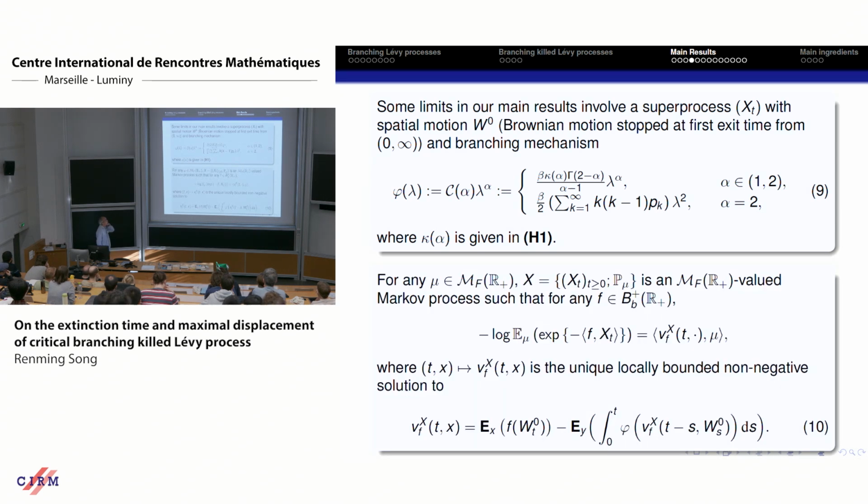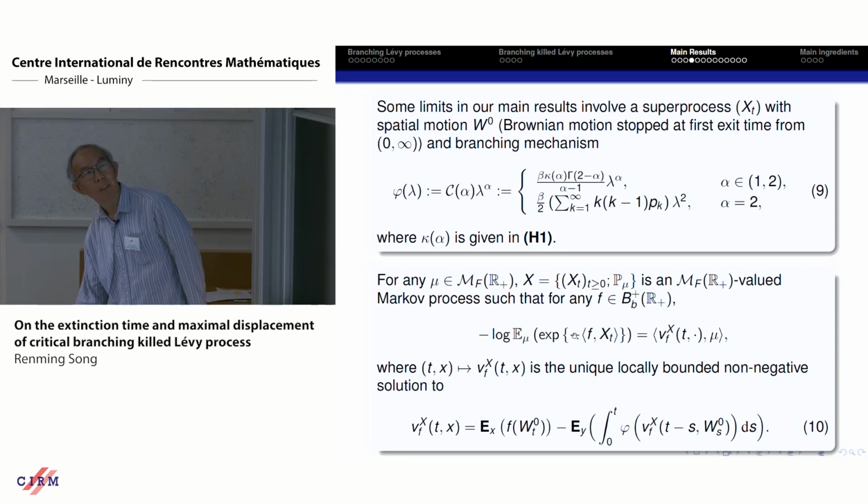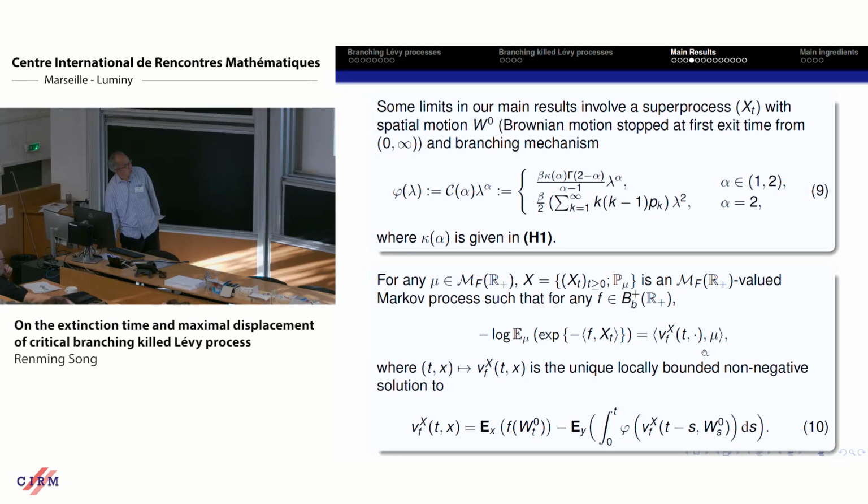So let me say a few words about this super process. I'm not assuming everybody's familiar with this, so let me quickly go over that. So for any finite measure on the positive half line, the super process X is a finite-measure-valued Markov process such that its log-Laplace functional is given in this form. So for any bounded positive function f, you do the integration of f with respect to this measure, you take the exponential of that, and take the expectation. Basically, that's the log-Laplace functional, which is given by this function.